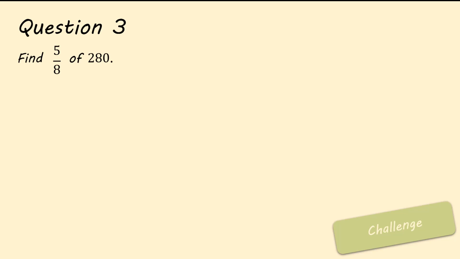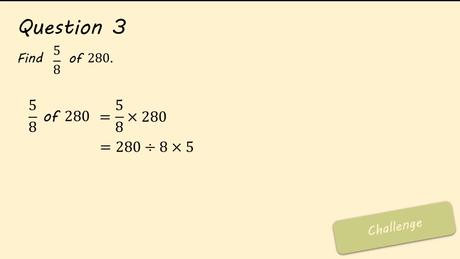Question 3. Find 5/8 of 280. 5/8 of 280, or 5 over 8 times 280, is equal to 280 divided by 8 times 5. Now 280 over 8 can be found using the bus stop method. 8 into 28 is 3, remainder 4. 8 into 40 gives 5, so 280 over 8 is 35.